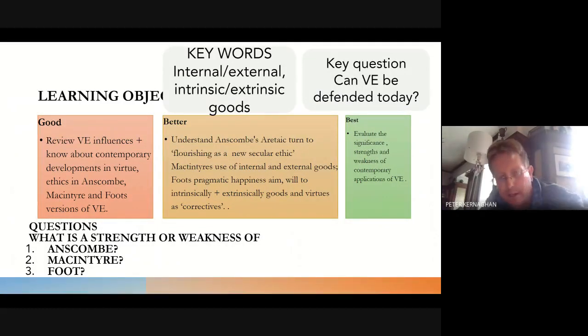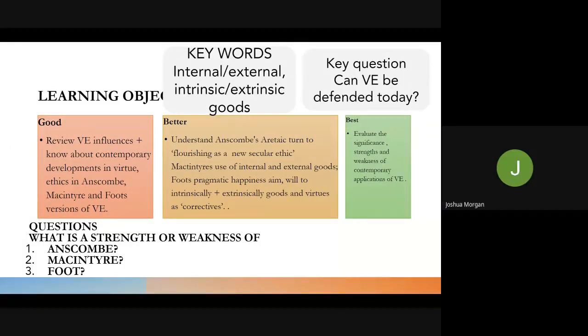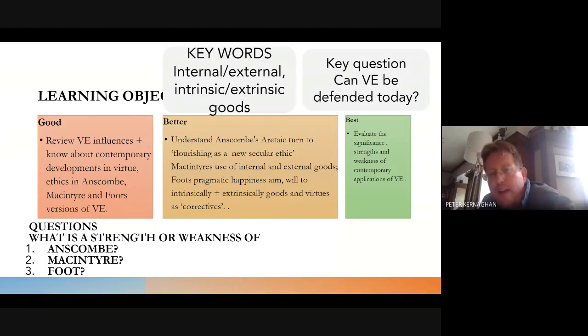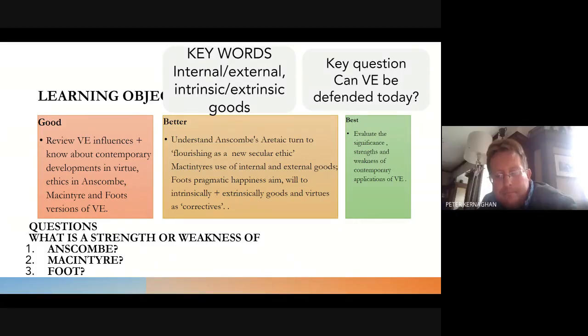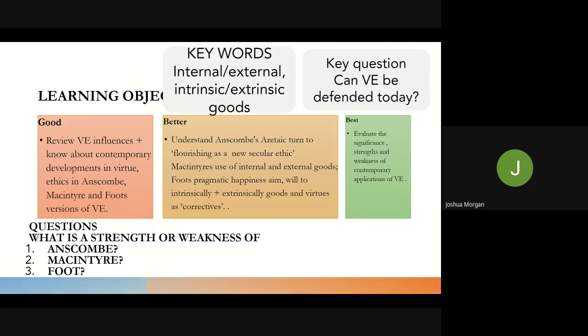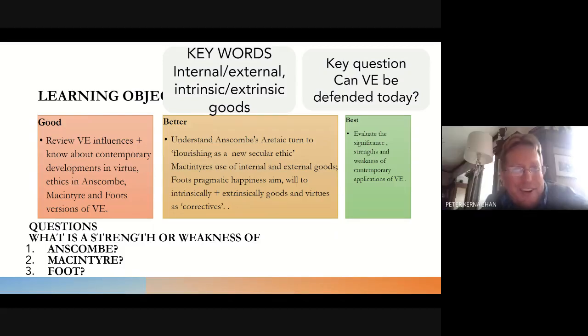Go on, give me a summary. Give me a strength or a weakness of Anscombe. Josh? Could you say that again, sir? Sorry. Give me a strength or a weakness of Anscombe. Anscombe? Yeah. Mine's gone back, sir. Come on, you can learn stuff.